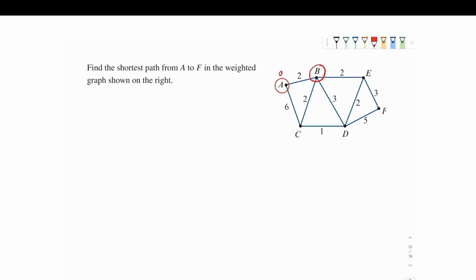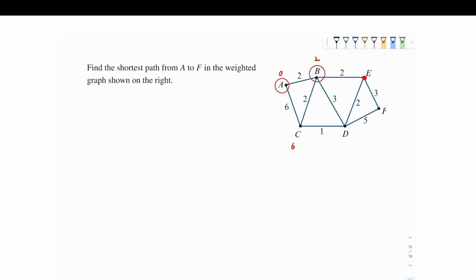So for B over here, to go from A to B, we have to travel 2 units. So we label B with 2. To go from A to C, we label C with 6, because it's 6 units to get there from A directly. And then from this point onwards, we circle out of these two the smallest value, which is obviously B. Then from B, we scan all the other vertices.